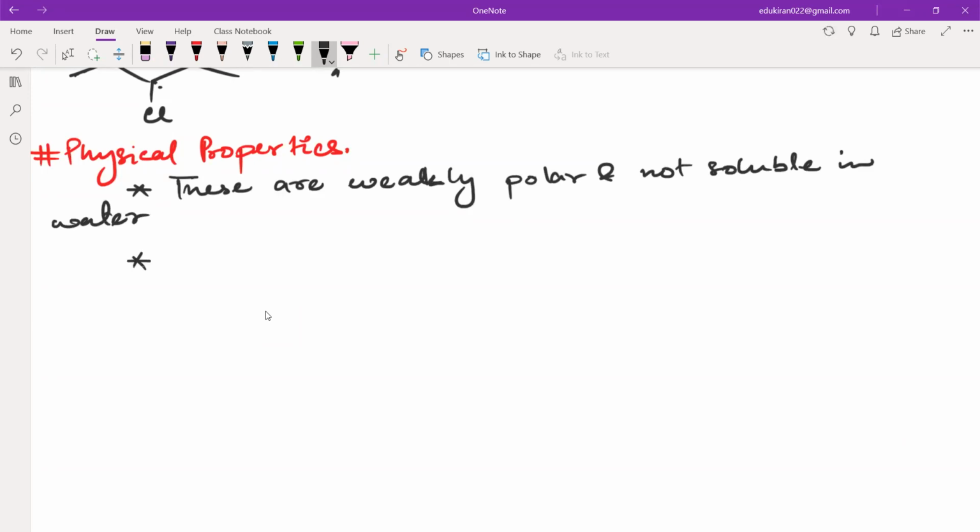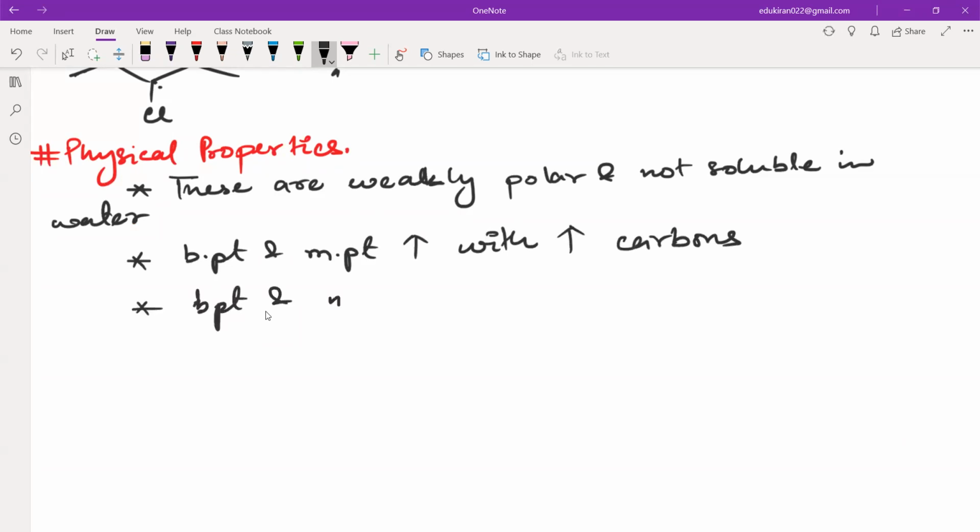If I talk about the boiling point and melting point, they increase with increase in carbon number, and boiling point and melting point decrease with increase in branching. So that is the general trend that we have seen in the physical properties of hydrocarbons.